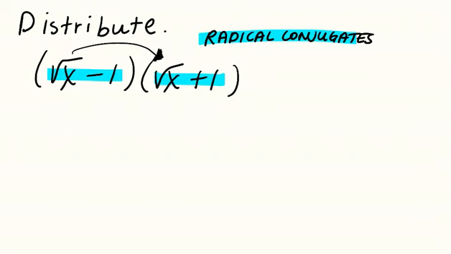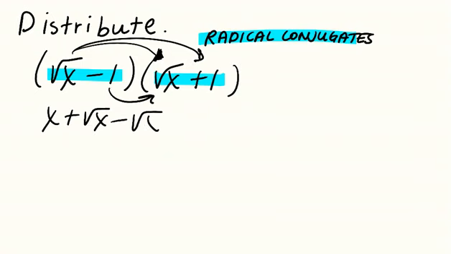So square root of x times square root of x is regular x. Outside is plus 1 square root x. Inside is minus 1 square root x. And last is minus 1. But then you see that the plus square root x and the minus square root x are going to add to 0. And so I just have x minus 1. That's real nice.